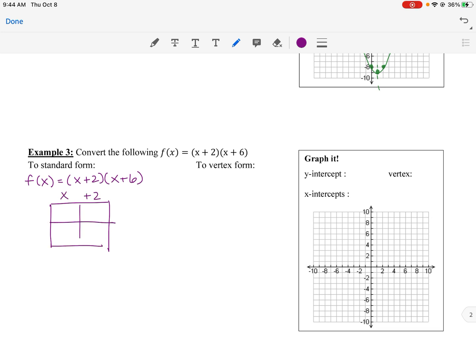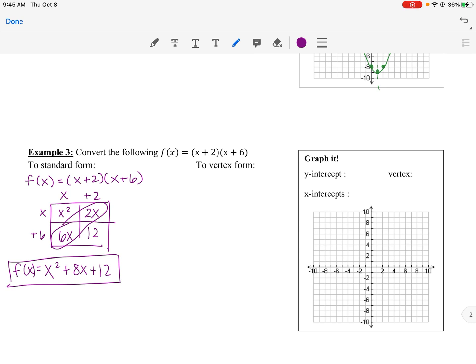We've got x plus 2 and x plus 6. X times x is x squared. 2 times x is 2x. 6 times x is 6x. And 2 times 6 is 12. These middle terms can be combined, so we'd have x squared plus 2x plus 6x, which is 8x, plus 12. So this is f of x equals that.